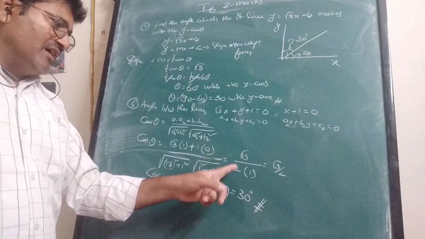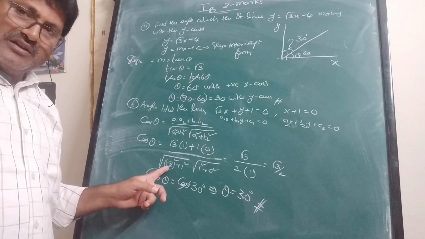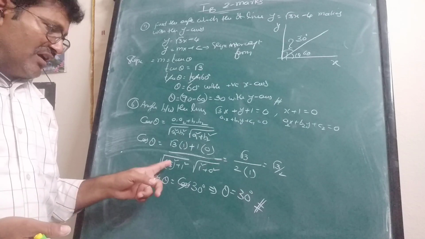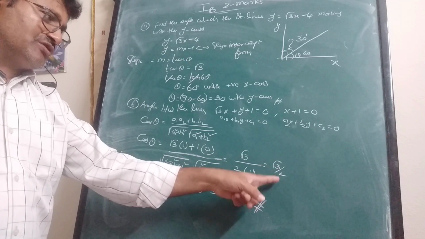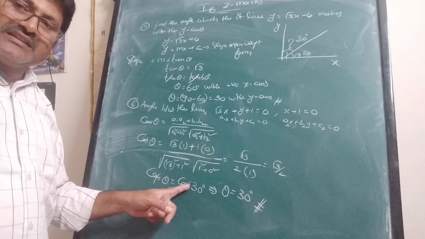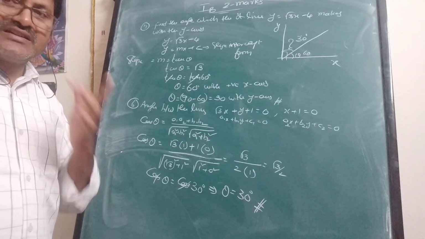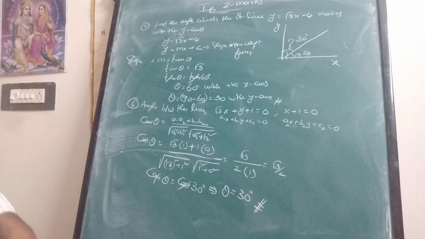So root 3 by this value is root 4. 3 plus 1, that is 4, root 4, the square root of 4 is 2, and this is root 1 is 1. So root 3 by 2. Cos theta is equal to cos 30, you will get. Then theta is equal to 30 degrees is your result for this.